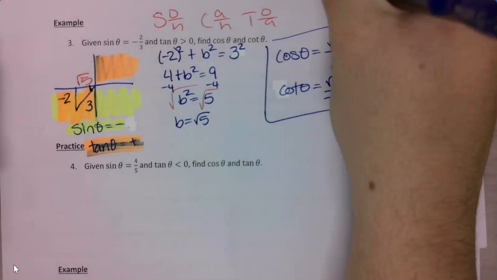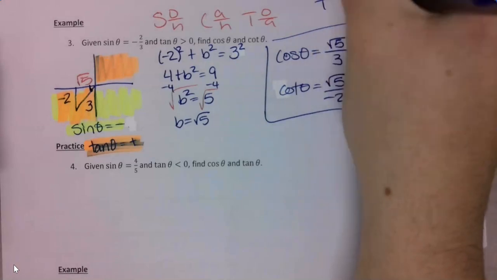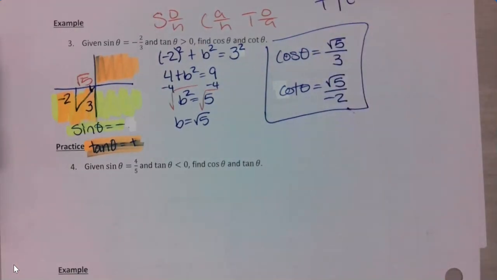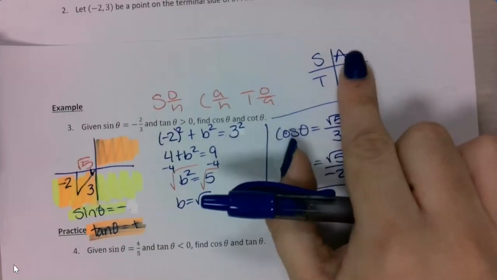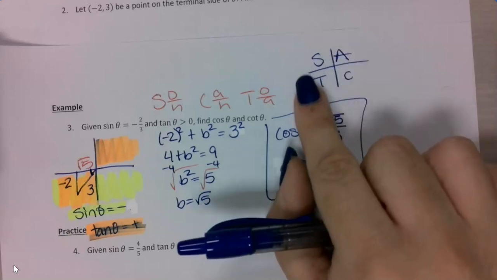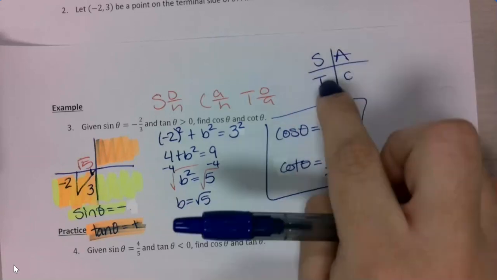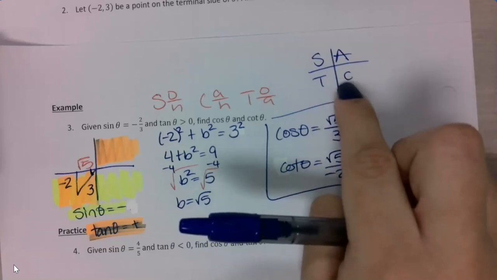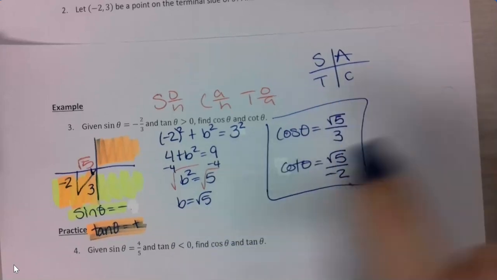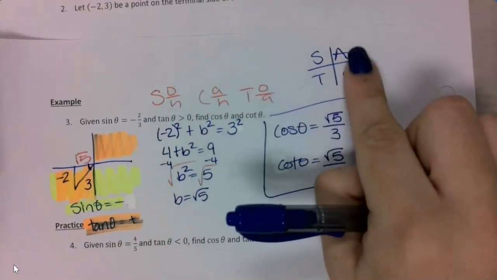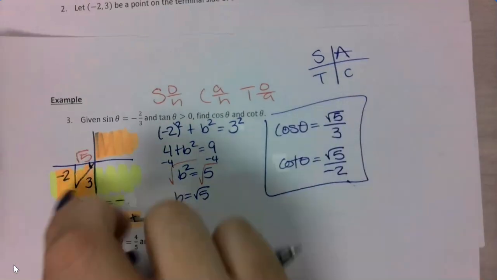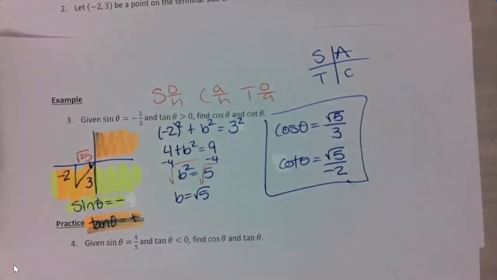Remember on the front I had that chart? All students take calculus. That tells me where they're positive. So all of them are positive in the first quadrant. Only sine is positive in the second. So that means sine has to be negative in these two. That's why I highlighted those ones with yellow. Then I was looking for where tangent was positive because it told me it was greater than 0. And so tangent's positive in the first one and the third one. So I highlighted those two to see where they overlap.